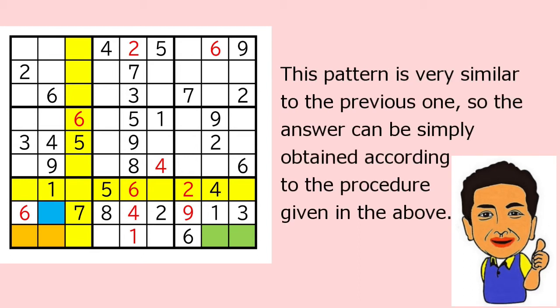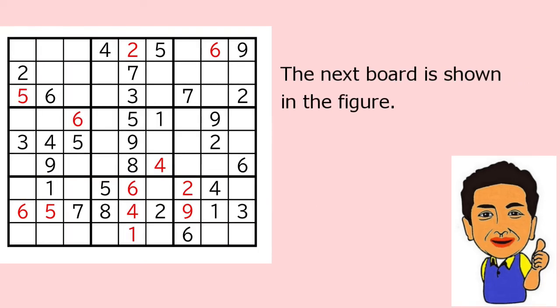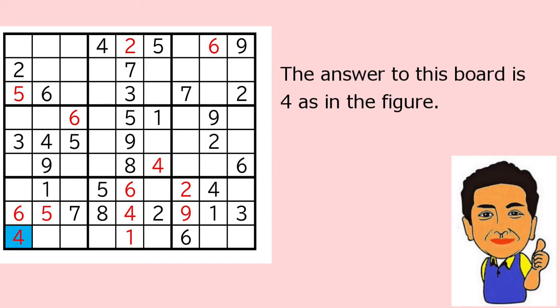This pattern is very similar to the previous one, so the answer can be simply obtained according to the procedure given in the above. Thus, the digit 5 is placed in the blue cell. The next board is shown in the figure. The answer to this board is 4, as in the figure.